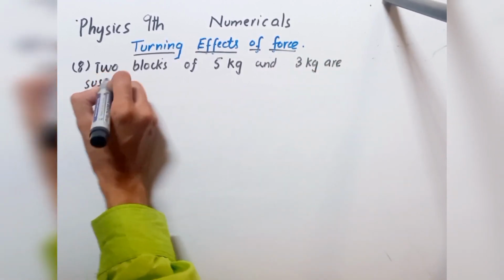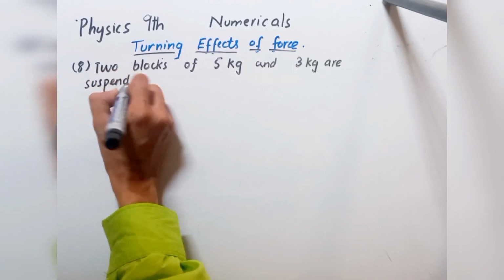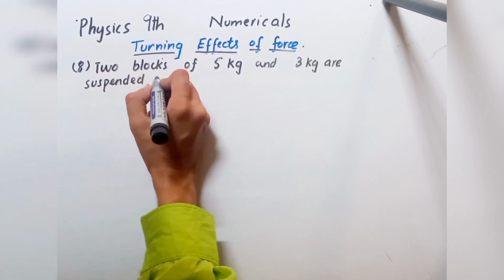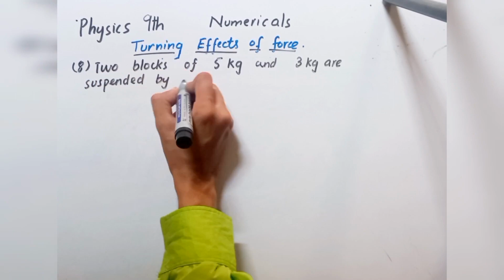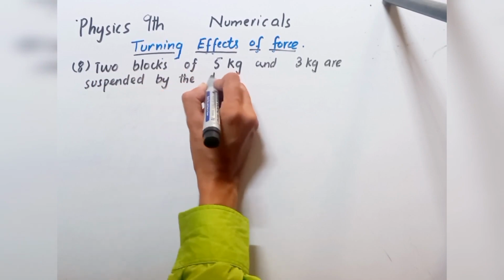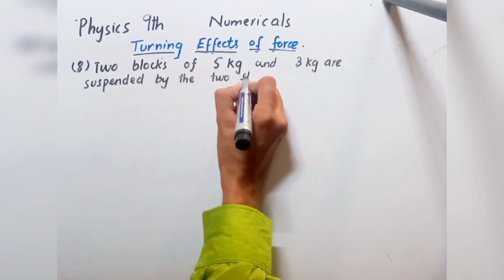The numerical is: two blocks of 5 kg and 3 kg are suspended by two strings as shown. Find tension in each string.